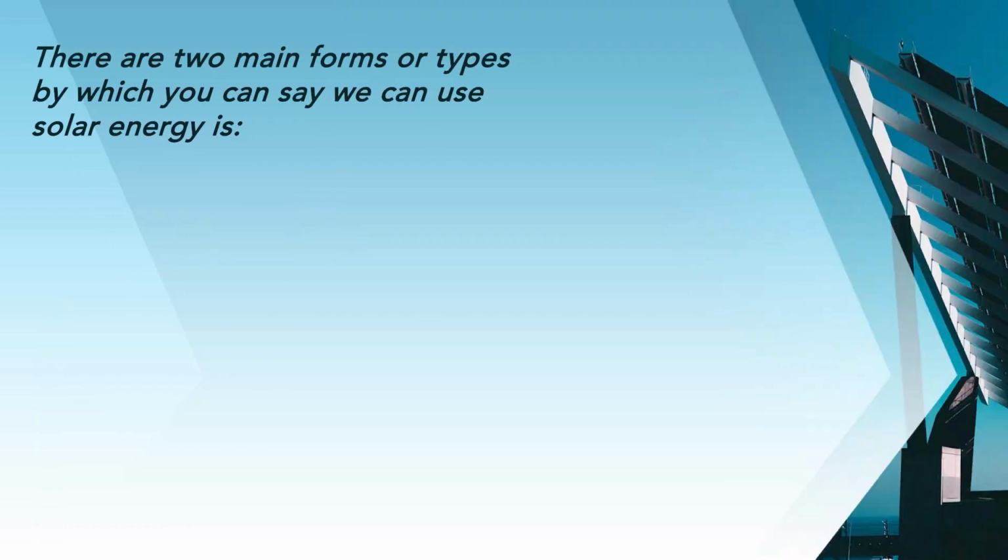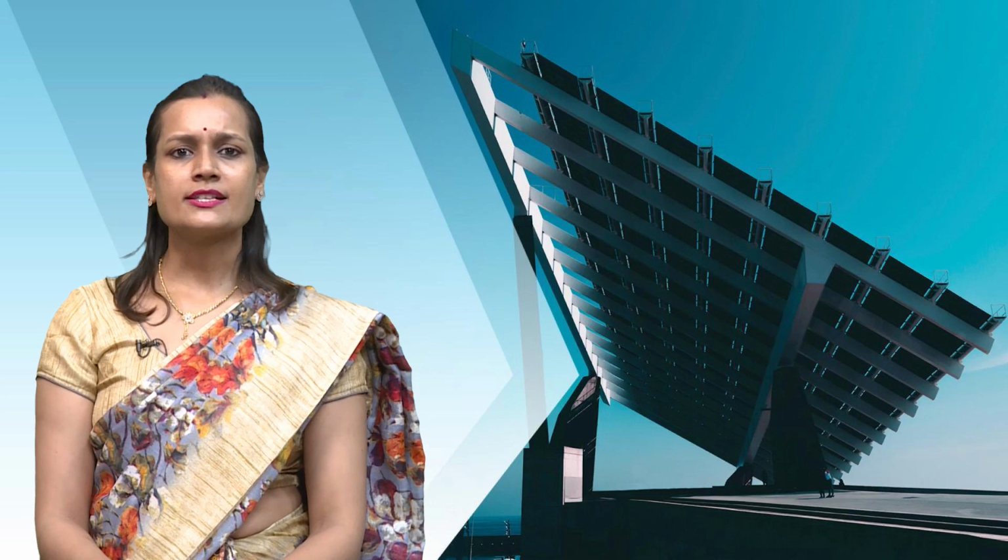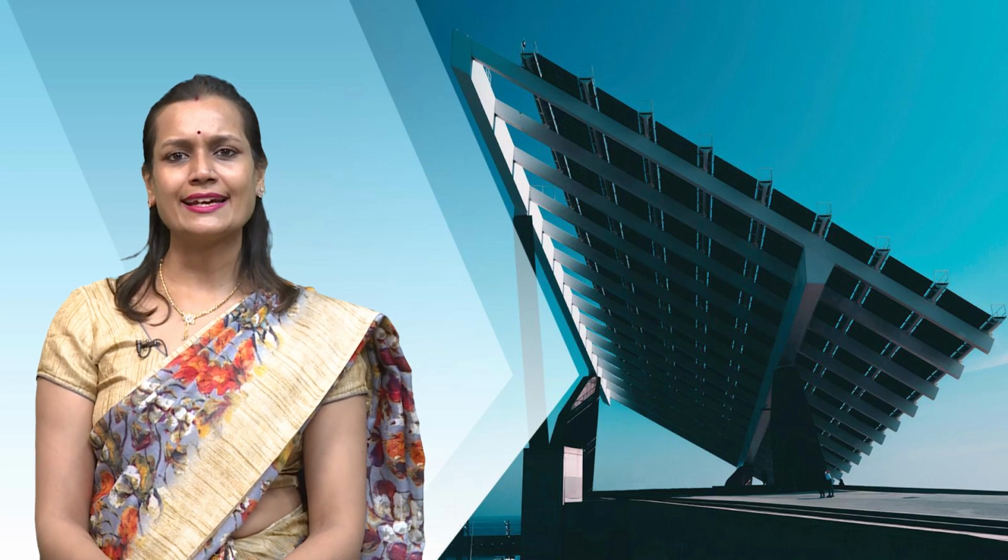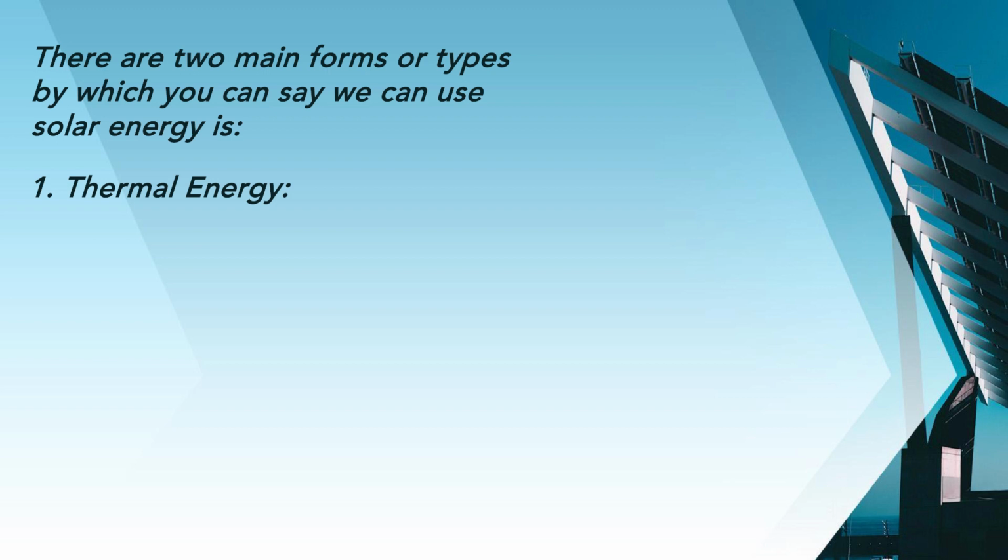technologies and methods. There are two main forms or types by which we use solar energy. Number 1, thermal energy. A solar collector is used to transform the solar radiation into heat energy. This thermal energy can be used directly to warm water or for room heating or for generation of electricity by turbines. Second, electric energy. The solar radiation energy is directly transformed into electricity through solar cells.